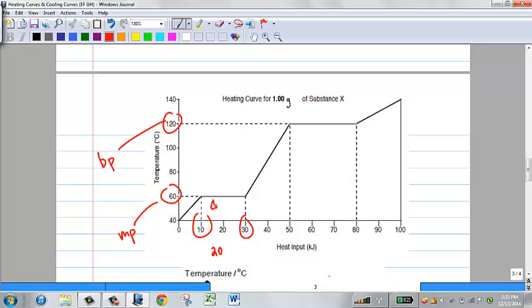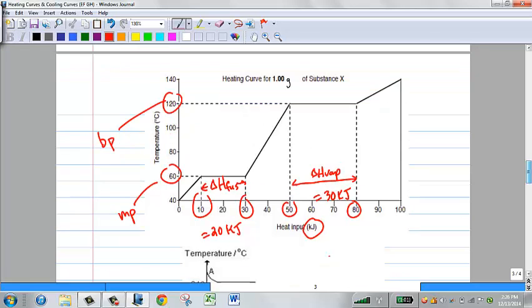I'm sorry, that's the heat of fusion. I think I've said that wrong a couple of times today. So 20 what? Look at the units, kilojoules. And over here, we would see the heat of vaporization, and that would be 80 minus 50 equal to 30 kilojoules. So you can get the information that you need from a graph of this type, a heating curve.